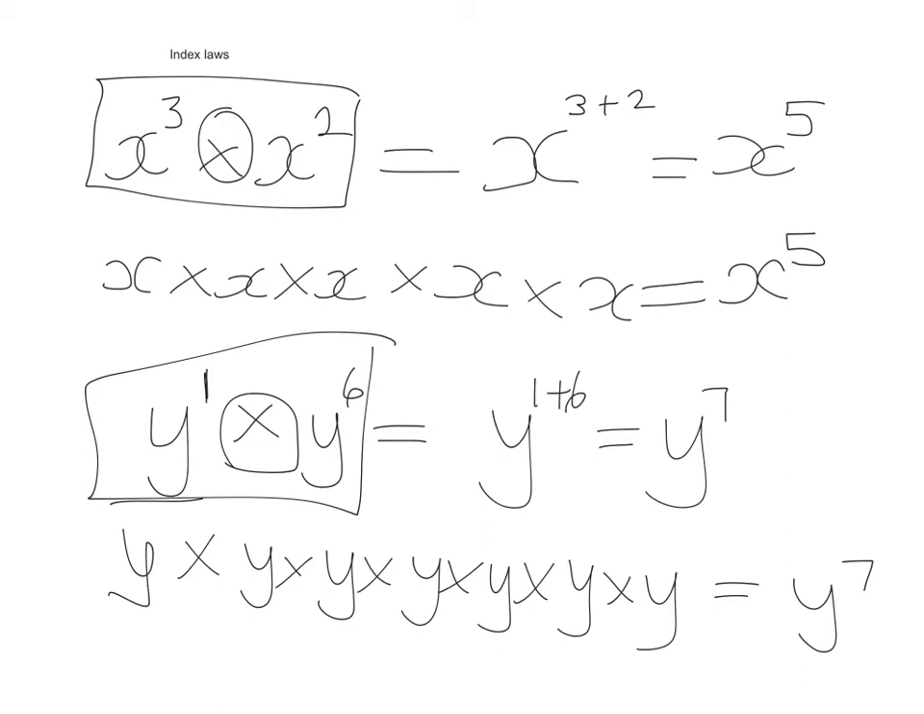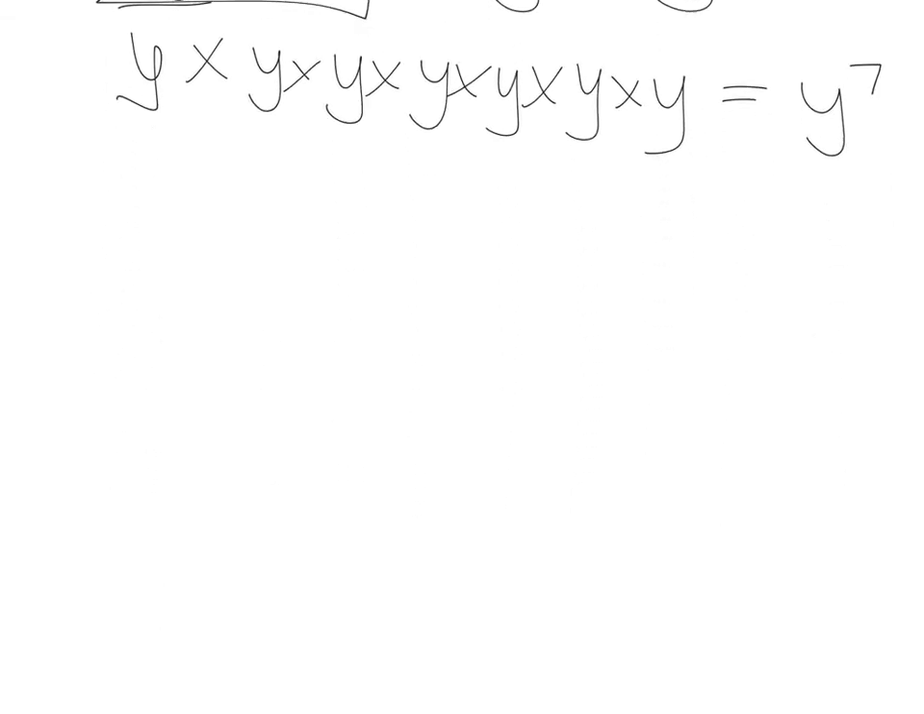In fact, this will work every time. So if I have x to the power of any number multiplied by x to the power of any number, that's the same as x to the power of the sum of these numbers added together. I'm going to do one more example for you. And it's going to be slightly different this time because we're going to have some coefficients in there as well.